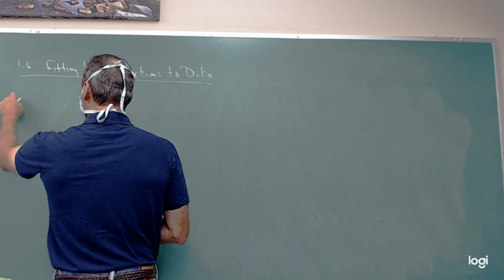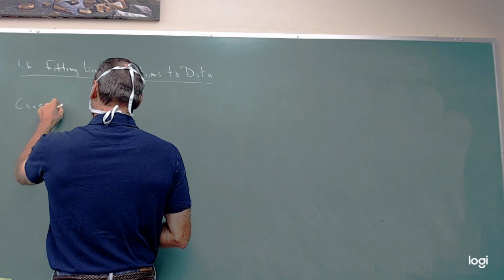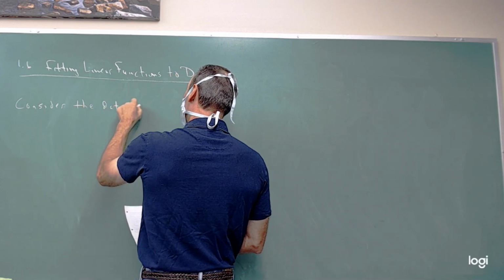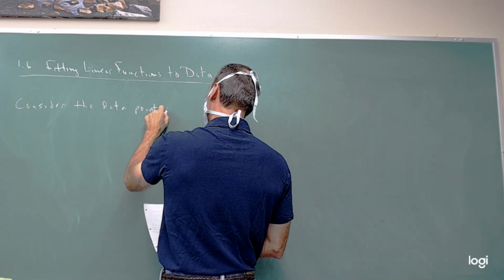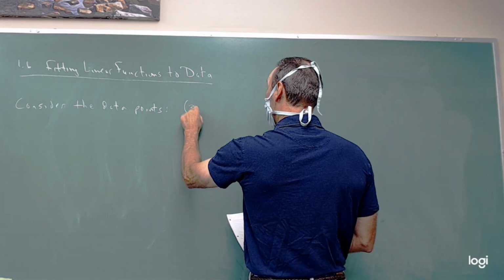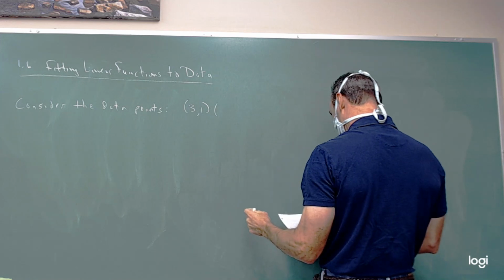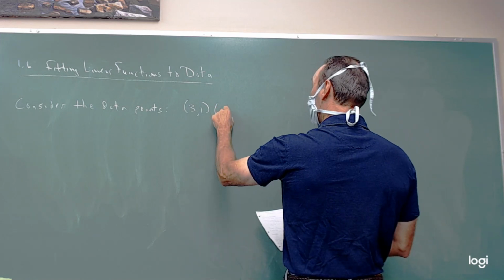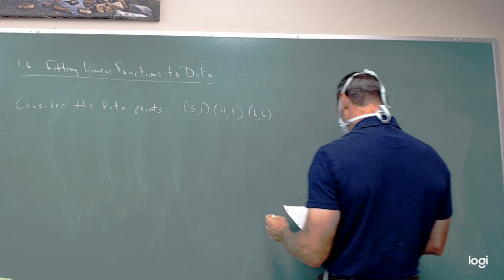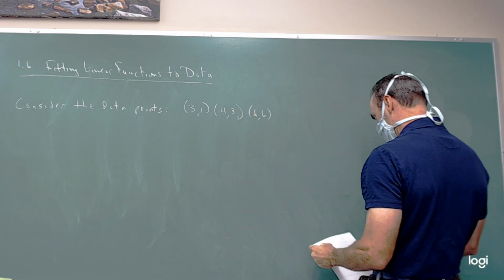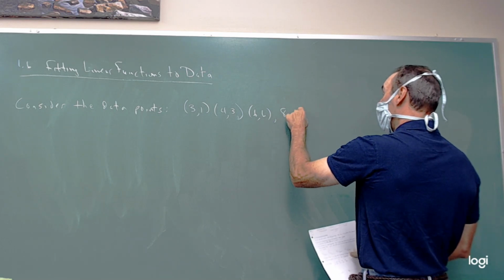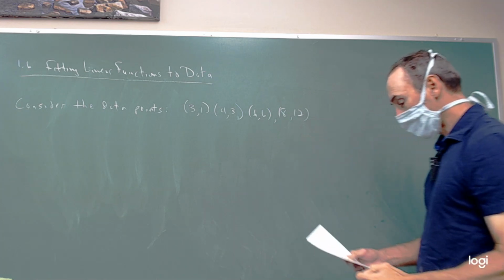Let's see, we're going to consider the data points. So consider the data points, and we're going to give you 4 of them. So we have 3, 1, and 4, 3, 6, 6, and 8, 12. So there's our 4 data points.